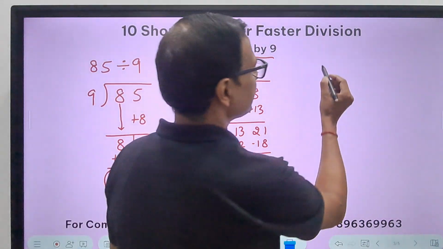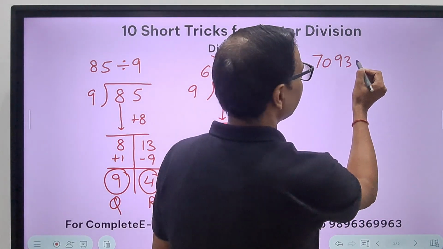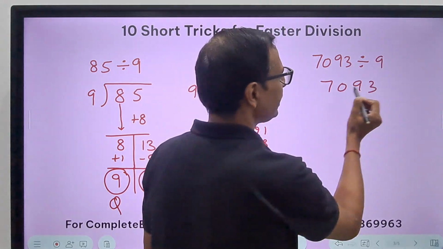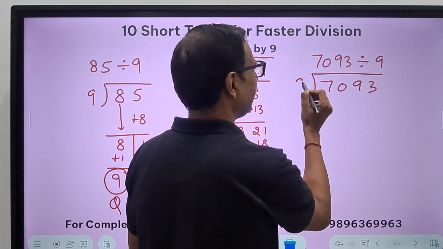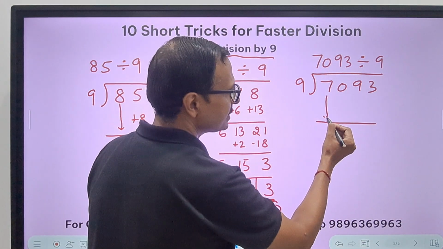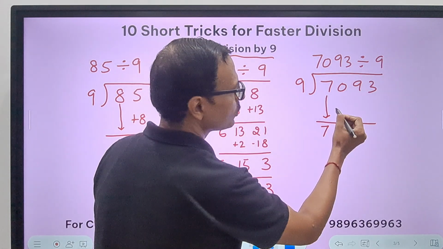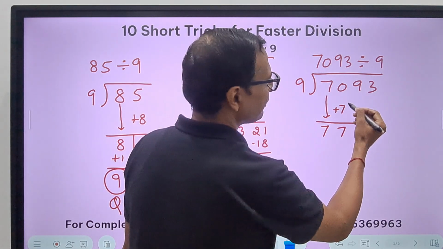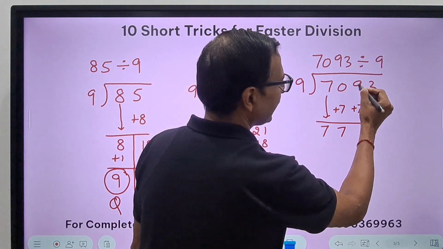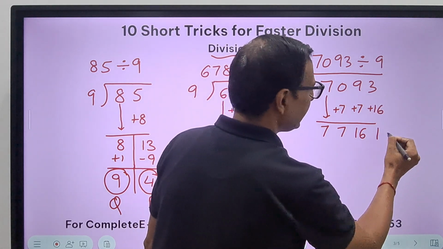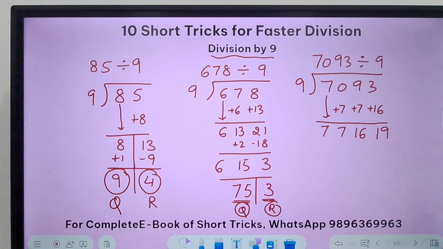Likewise, you can do it for 4 digit numbers also. 7093 divided by 9. Let's try this. So I am going to do the same thing, 7093, and I am going to divide this by 9. So what did I tell you? Put a horizontal line, bring down the 7. Now this 7 is to be added here. So 0 plus 7 is 7 again, and then 7 is to be added here, which gives me 9 plus 7 as 16, and 16 to be added here, which gives me 19. So I got 4 different numbers: 7, 7, 16, 19.